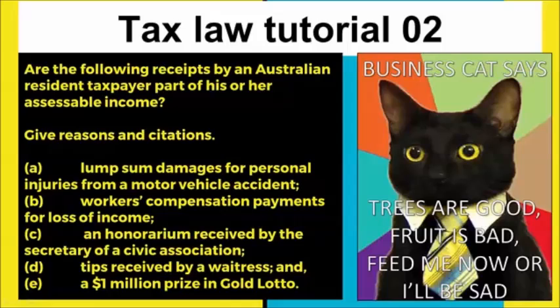We've got damages from personal injury as compensation, we've got compensation for loss of income, we've got honorarium or fee paid to the Secretary of an association, tips received as part of a hospitality occupation, and a lotto prize of $1 million. We'll look through each of those now.